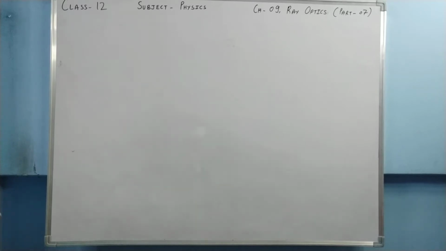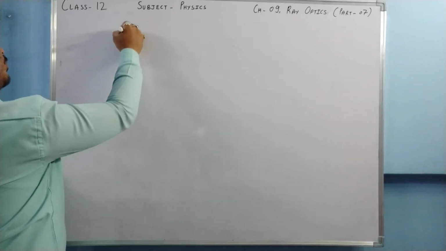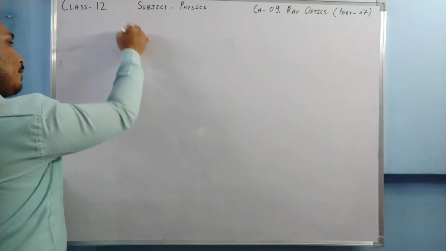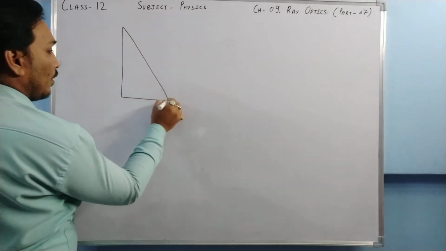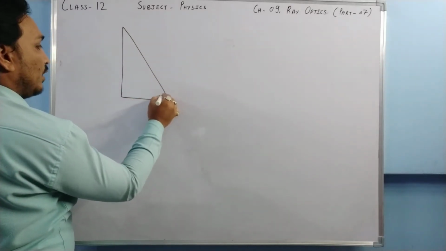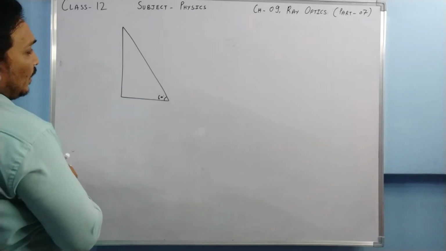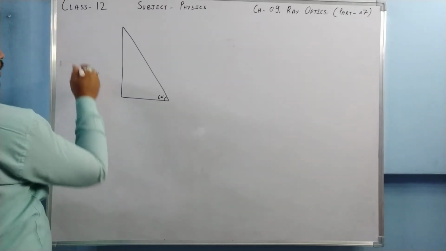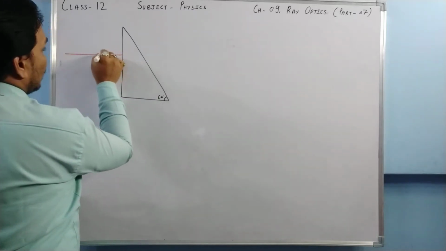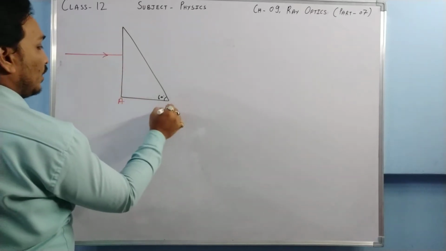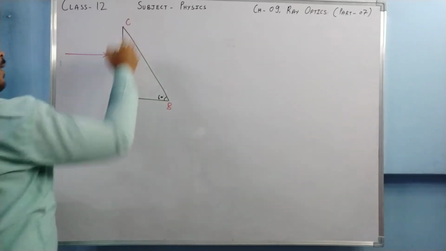Next question. It is related to a prism. A prism is given whose angle is 60 degree. It is being given that a ray of light strikes on this surface. Say this is your A, this is your B, this is your C.